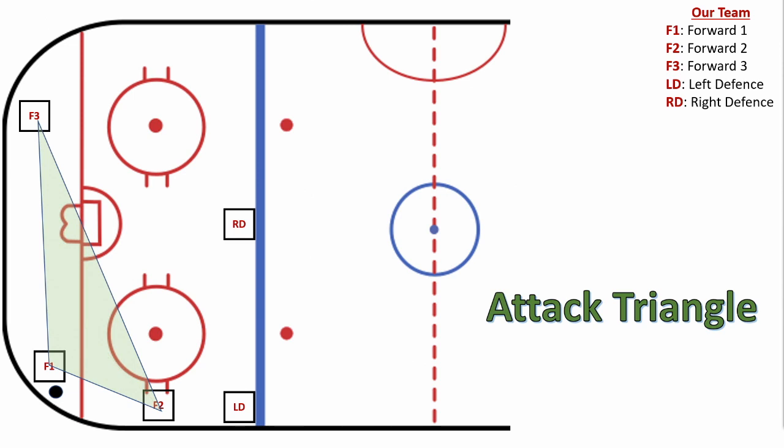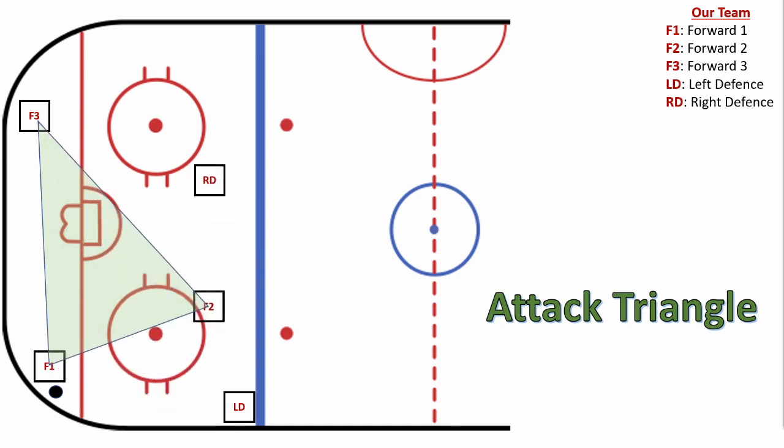Let's say the puck is in one of the corners. The attack triangle can help with that too. But pay attention, because this image actually isn't right. It's wrong. So let's fix that. There we go. So now the triangle is functional. The first forward can pass now to the third and the second forward.